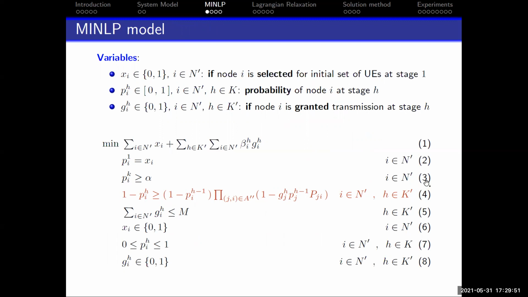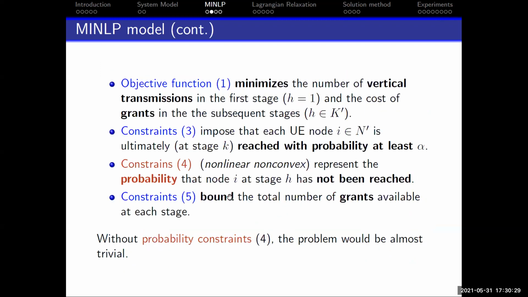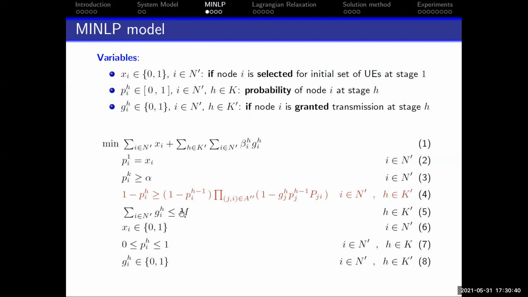So we want constraint 3 says that every user equipment must have probability p_iK, which is the probability of receiving the message at stage K, which is the last stage, at least alpha, and this is connected with constraint 4, which is the chance constraint of our problem, which is the nonlinear constraint, which basically models how the probability propagates from the antenna to the rest of the floor plan, depending on the probability of reception and the grants. So constraints 4, the red ones, are the difficult constraints, chance constraints. And finally, constraints 5 bound the total number of grants available, which is what we mentioned before. So the number of grants at every stage is limited.